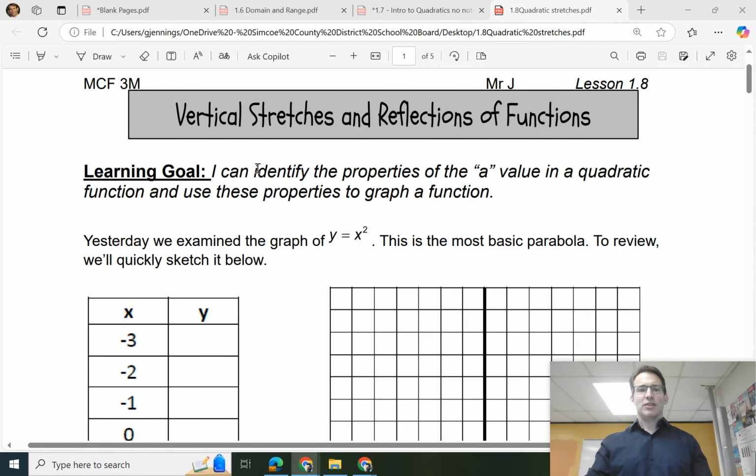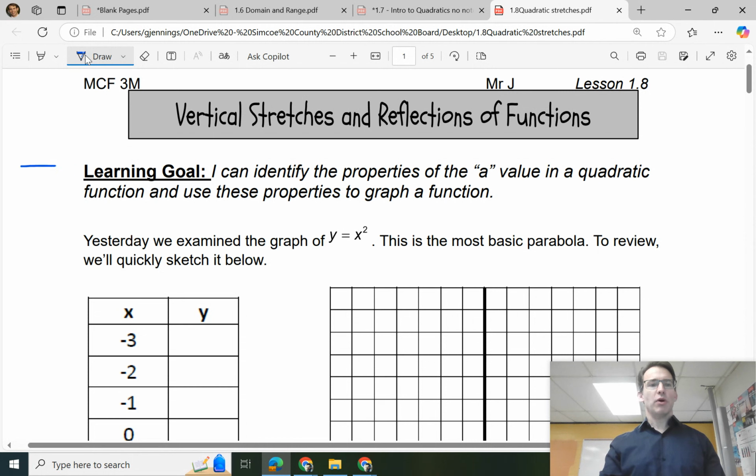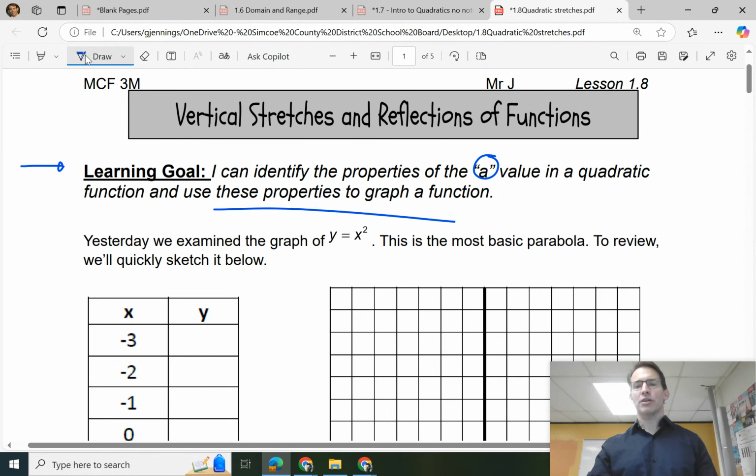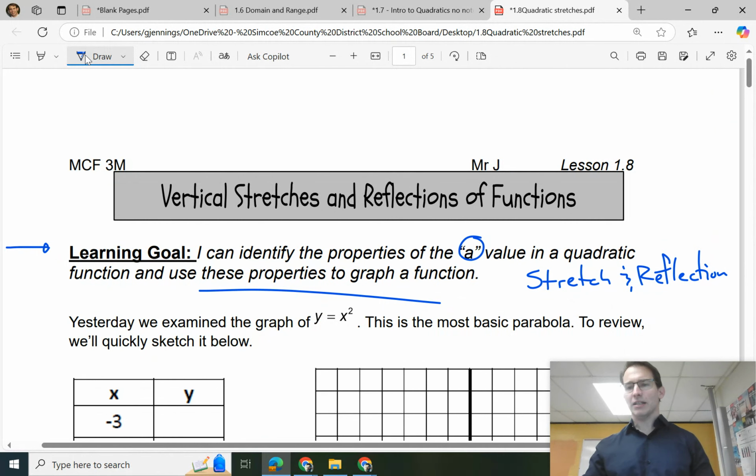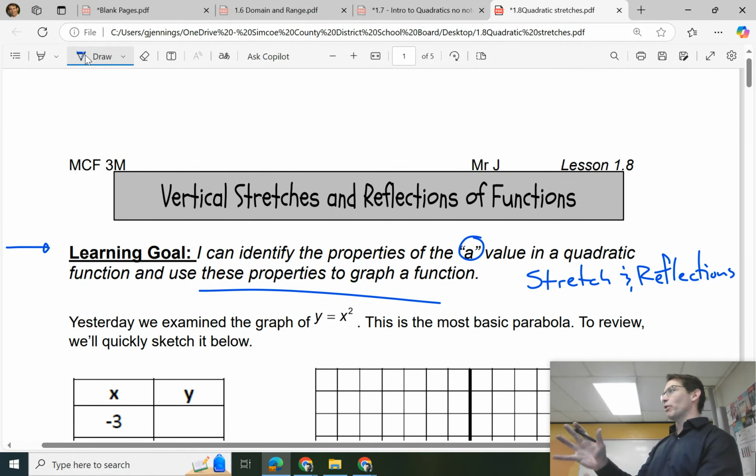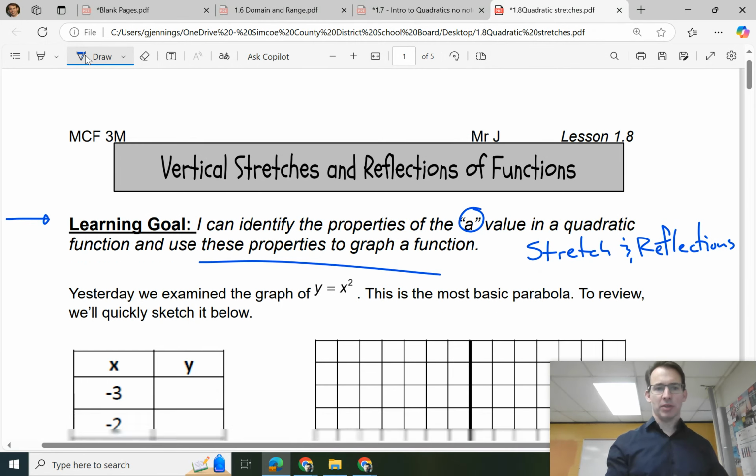Okay. So, today our goal, this is a new idea that we want to understand. We want to understand the a value in a quadratic function, use those properties to graph a function, and understand stretches and reflections. So stretches and reflections are our new idea today, that we're actually deforming our functions and moving them around like they're elastic bands or something like that.